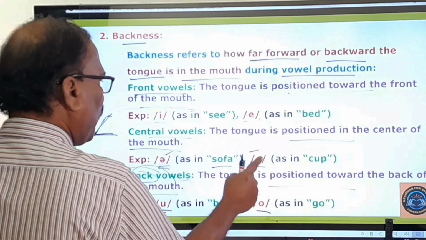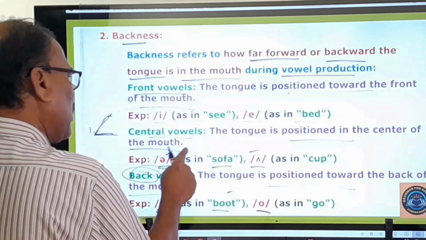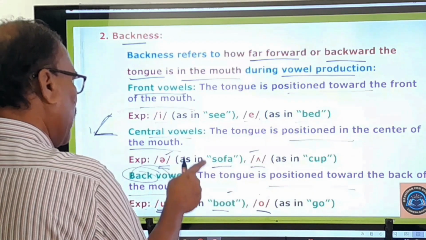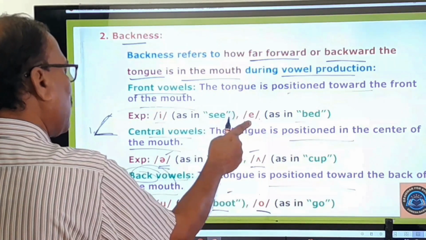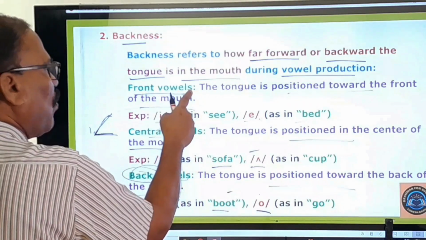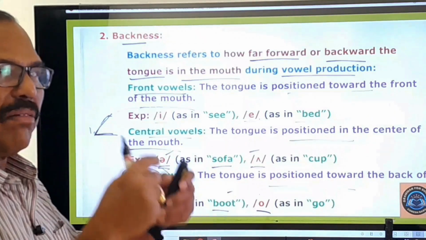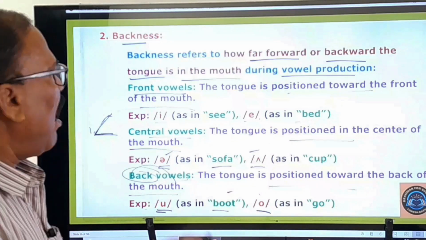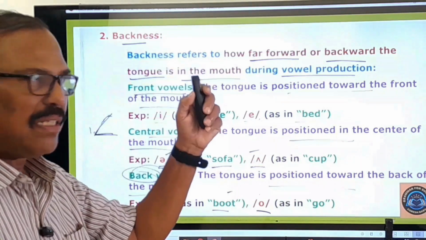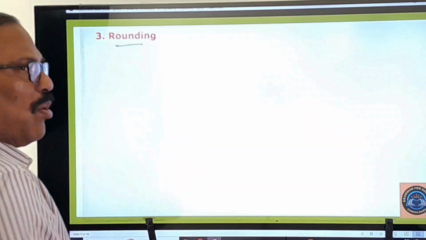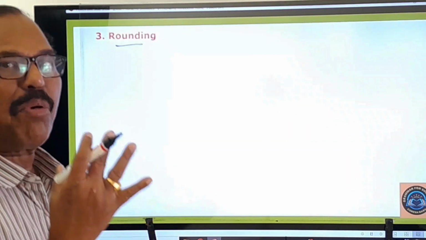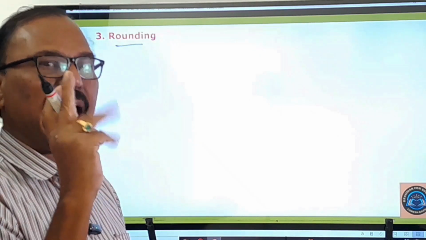And in the production of these vowels, the tongue remains in the middle of the mouth, and therefore they are called central vowels. And in the production of these vowels, the tongue moves forward, and therefore they are called front vowels. So in this way, the vowel sounds are classified on the basis of three important aspects: vowel height, backness and rounding.